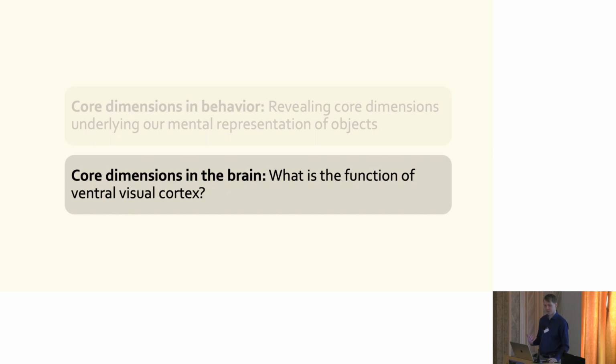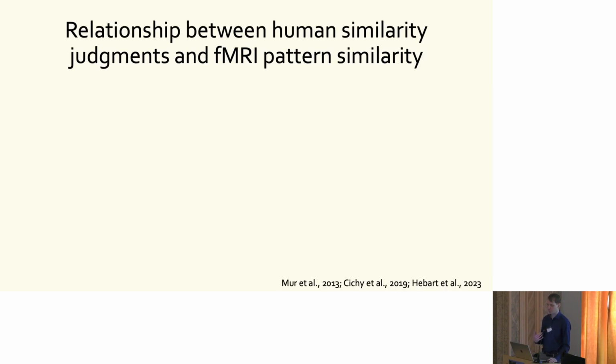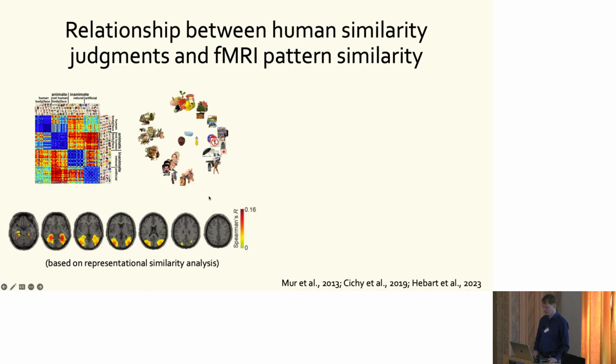Okay, so this brings me to the second part of the talk, coming to core dimensions in the brain and the function of the ventral visual system. When you look at the relationship of these human similarity judgments, what people have been doing in the past is representational similarity analysis: taking perceived similarity judgments and relating them to patterns of brain activity. When you do that, what you typically find is that high-level visual cortex correlates strongly with these similarity judgments.